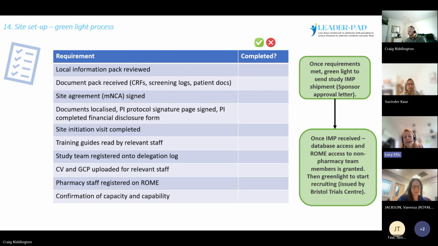and to the database. We confirm with you that you're able to access it OK. And then we go ahead and activate your site, and we send an official green light letter to start recruiting. So this is a two-stage process: green light for shipment and then green light to start recruiting.